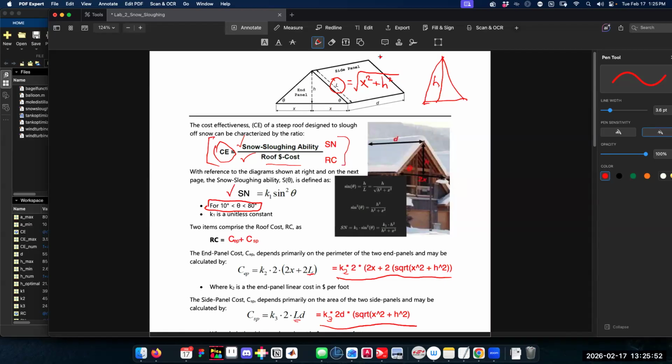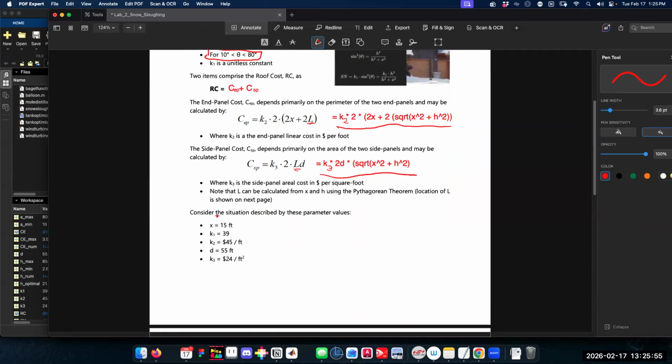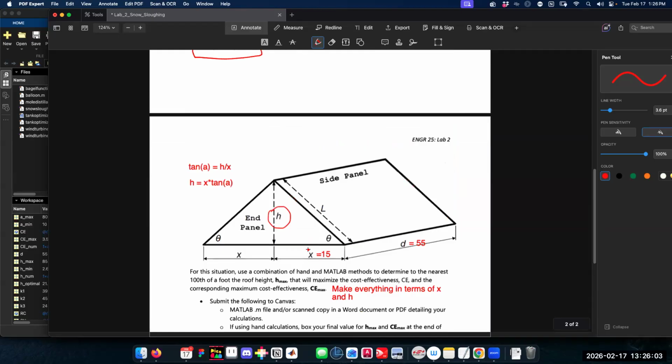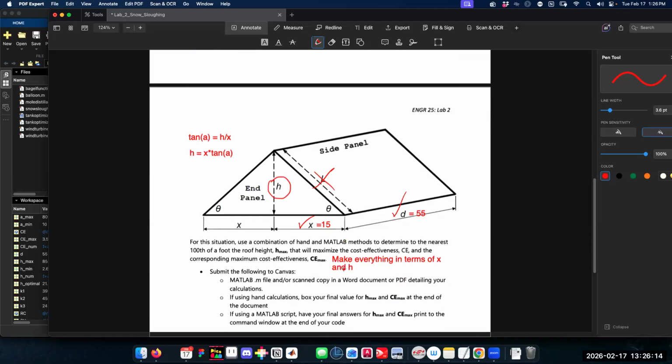And also in this diagram, they give us all these constants. If you redraw that diagram, I just wrote down what the constants are. So x is constant, d is constant. We don't have to worry about L because we did everything in terms of x's and h's. And we even have this note here: make everything in terms of x and h, including the angle.